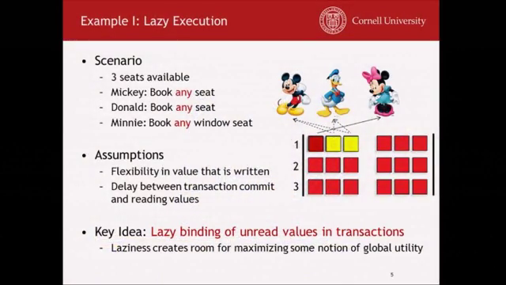I made these 2 assumptions of what these transactions are doing. One is that there is flexibility in the value that is being written. That is, Mickey does not care which exact seat he gets, as long as it satisfies a certain set of constraints. And second, that there is a delay between the point at which the transaction commits and the point at which you read the values which are written by the transaction. Now, humor me for now and assume that there is a broad class of applications which satisfy these 2 assumptions. I'm going to return and precisely identify what this class of applications is. Assuming there is a class of applications over which these 2 assumptions hold, the key idea is that we can lazily bind the unread values in the transaction. By doing so, we are creating some room to maximize some notion of global utility. In this particular application, the global utility was to satisfy the maximum number of user constraints, or equivalently to allow the maximum number of transactions to successfully commit.